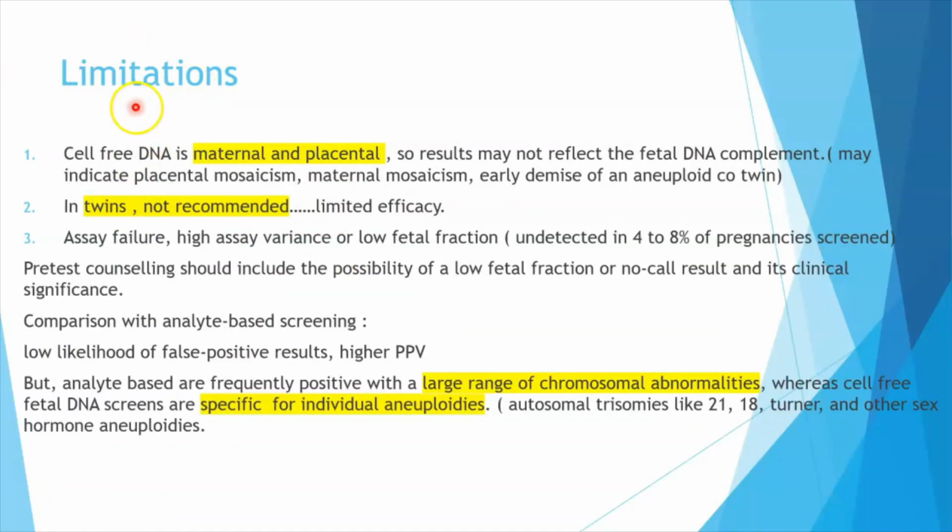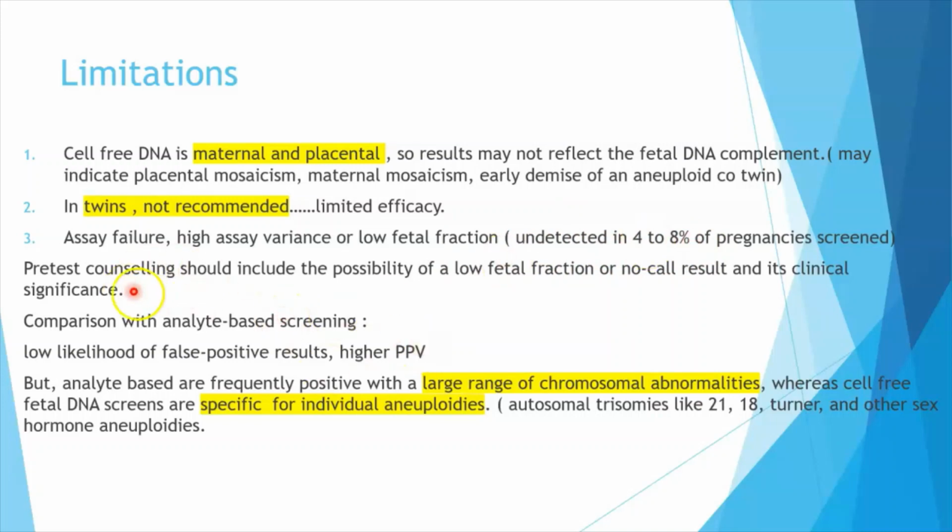Now, what are the limitations of cell-free DNA? Cell-free DNA is maternal and placental, so results may not reflect the fetal DNA complement. They may indicate placental mosaicism, maternal mosaicism, and maybe an early demise of an aneuploid co-twin. In twins, cell-free fetal DNA is not recommended because of limited efficacy. The third limitation is assay failure, high assay variance, or maybe low fetal fraction. So it can be undetected in 4 to 8% of pregnancies screened.